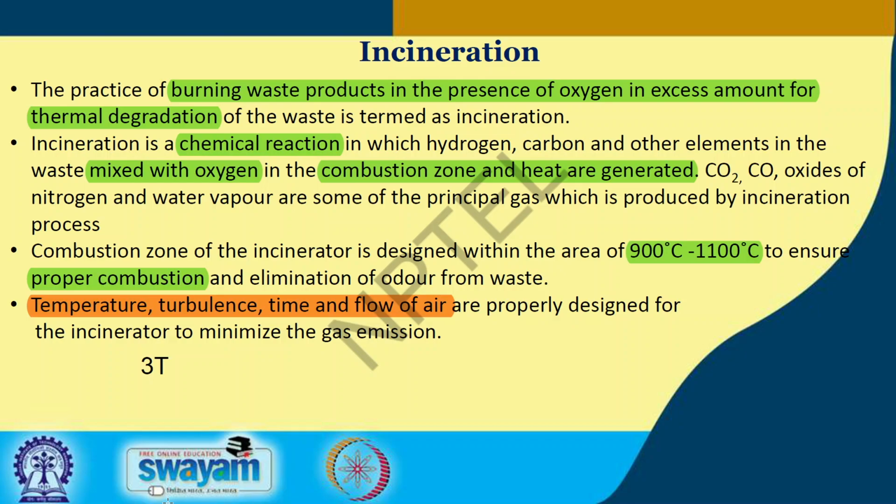Here the temperature will go from 900 to 1100 degrees Celsius by proper combustion. Here we need three major parameters to be optimized. One is temperature, another one is turbulence, the time, and the flow of air. Sorry, actually four parameters, the three Ts we will call. So temperature should be maintained at 900 to 1100 degrees Celsius. For that, whatever fuel is required, we have to give. Plastic we have to always feed. This is a continuous process.